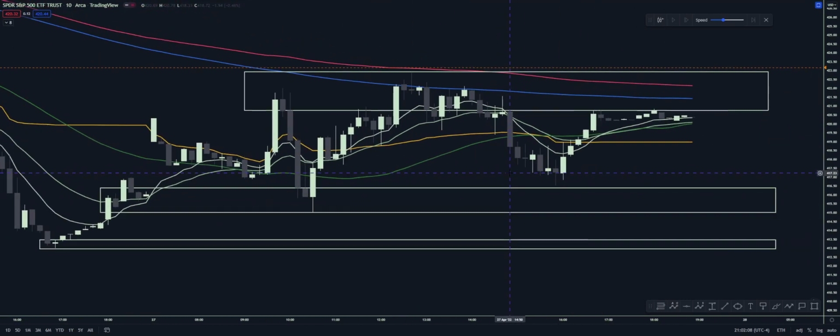Also, what you can classify as a great zone is something that's respected multiple times. But you also have to realize that the more times a zone is tested, the weaker that zone becomes. But that's what I would classify as a good versus a great zone.